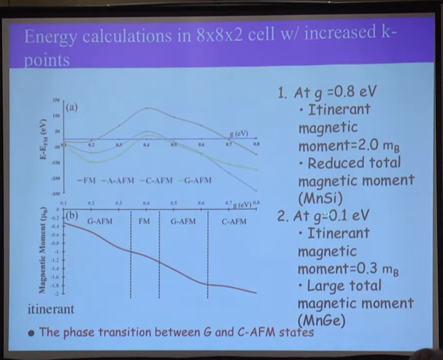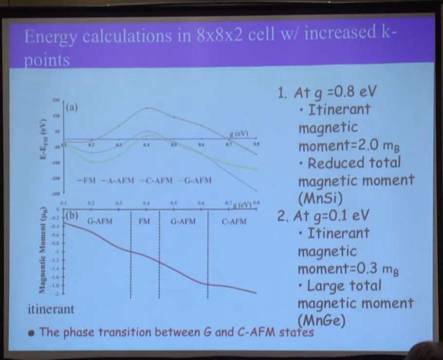On the other hand, for a smaller G, for example 0.1 eV, your itinerant magnetic moment has a contribution of only 0.34 magneton. So the cancellation effect becomes secondary, and that gives you the larger total magnetic moment of the magnetic germanium. So you can find that by tuning the coupling strength or the interaction strength, essentially represented by this coupling strength G, you can have the phase transition between the G type of FM and the C type of FM.